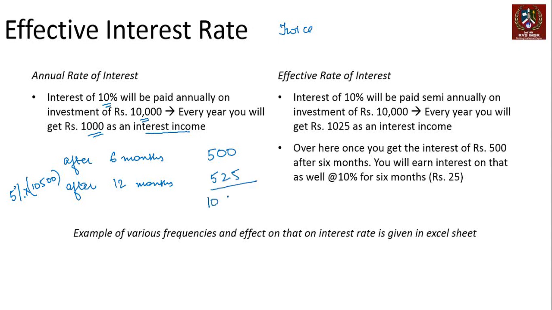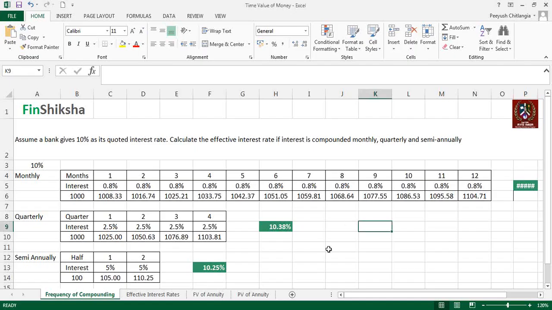So the net amount that you make is 1025 on 10,000, which means your effective interest rate becomes 10.25% with six-monthly or semi-annual compounding, right? It might be interesting to look at this feature and its impact in the Excel file. So that's the Excel file.